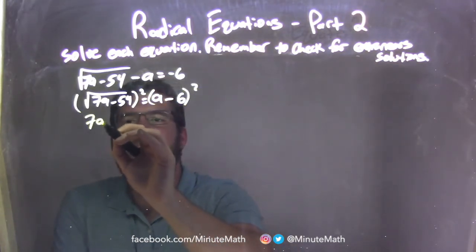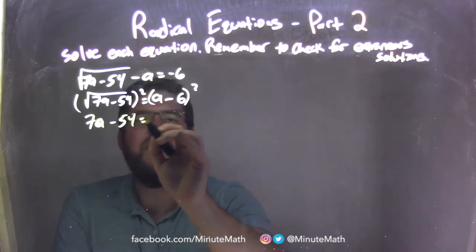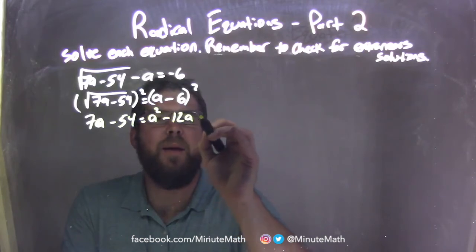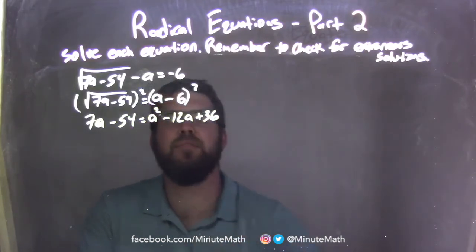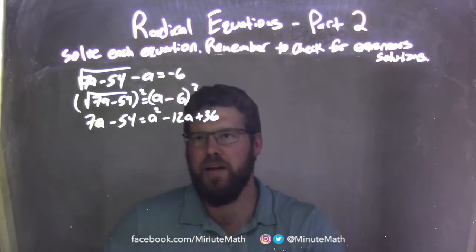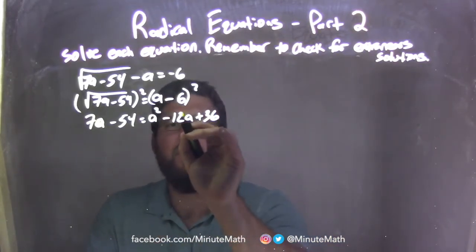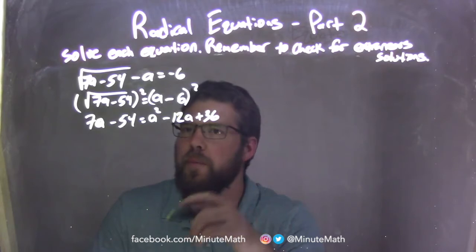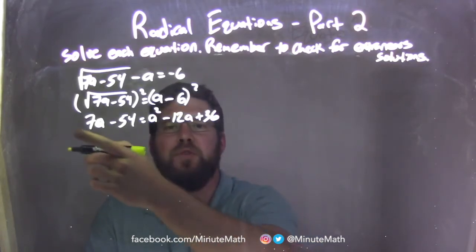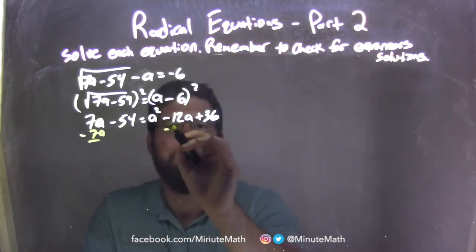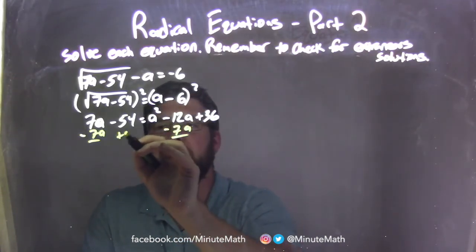That gives me 7a minus 54 equals a squared minus 12a plus 36. That's what happens when a minus 6 is squared. It's a minus 6 times a minus 6, and you have to distribute, or FOIL, you might have heard this word. Now we're bringing everything over. I'm going to subtract 7a from both sides and add 54.